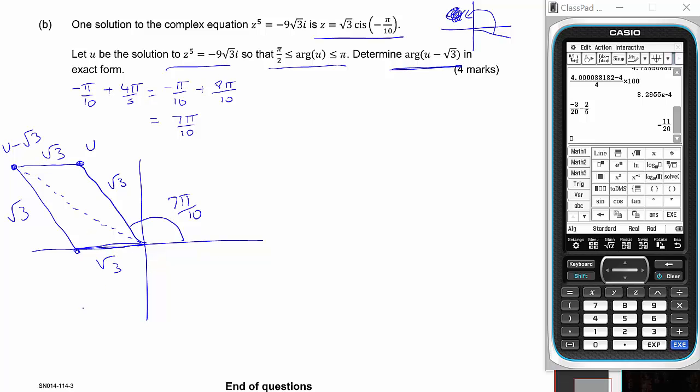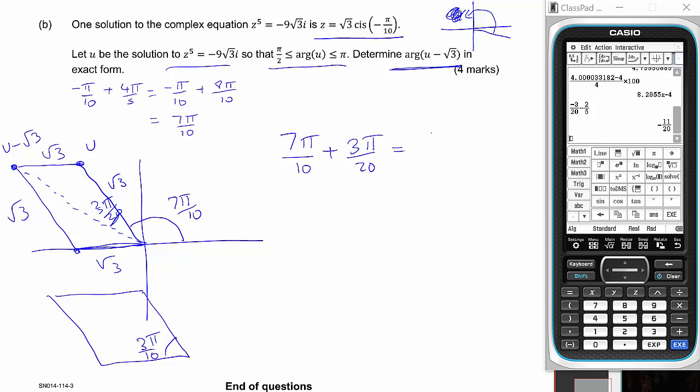Now, the whole angle in that rhombus, because that's 7 pi by 10, that is 3 pi by 10. So that means this angle here is 3 pi by 20. So the argument we want is 7 pi by 10 plus 3 pi by 20, which is 14 pi by 20, and 3 pi by 20, which is 17 pi by 20.